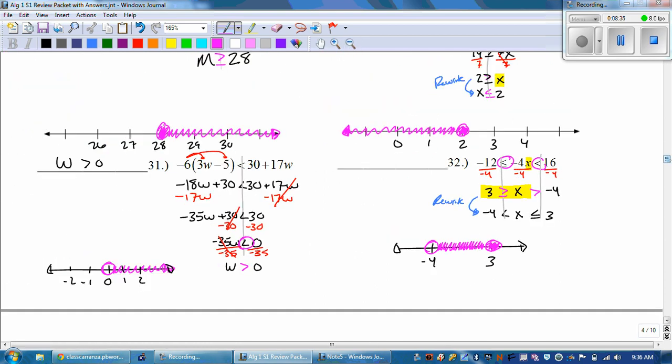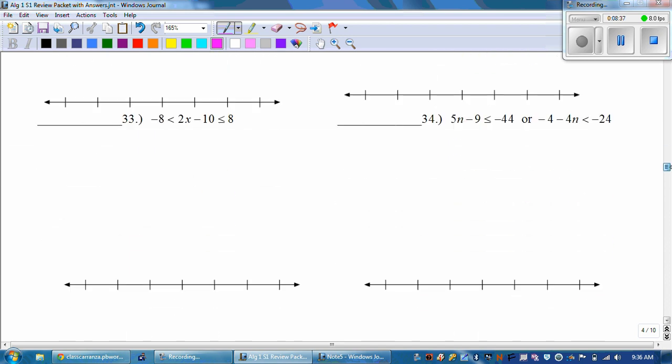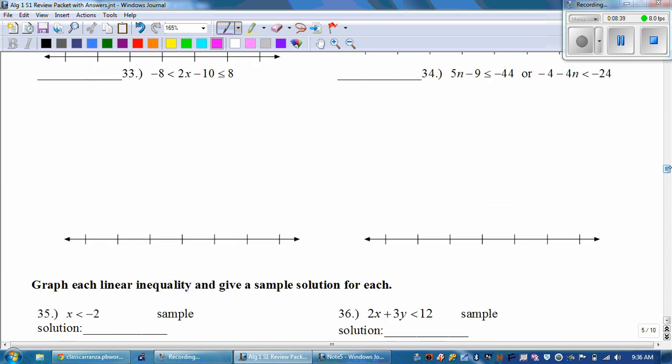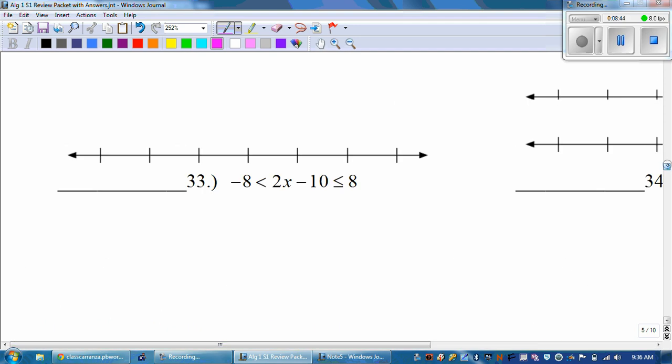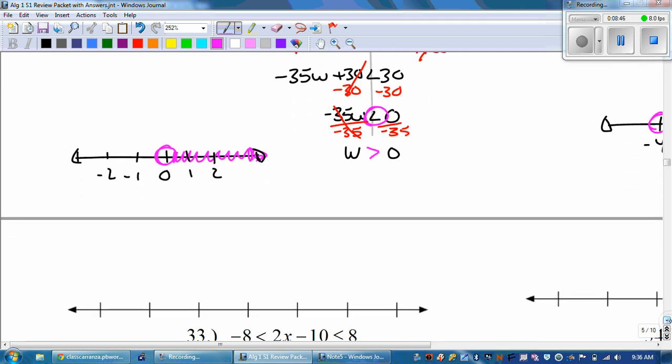Okay, so there's the first 4. Let's flip it. Oh, there are my graphs. Well, whoa, whoa, whoa. Get back here.